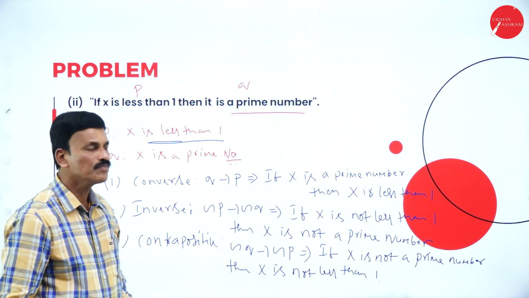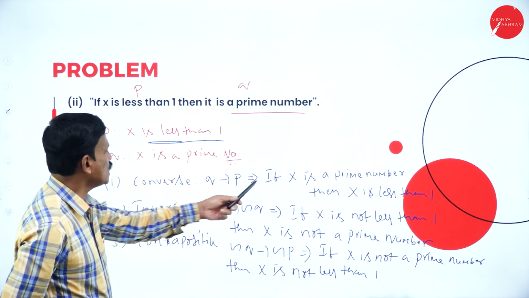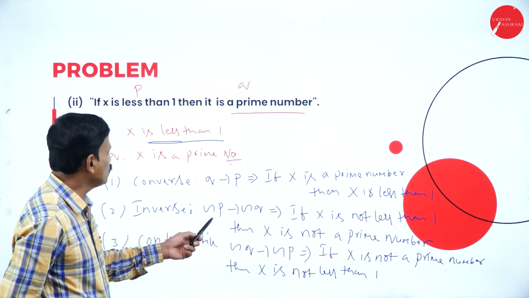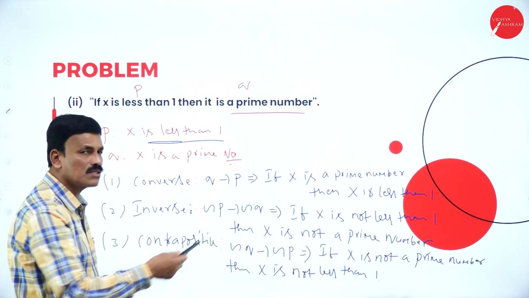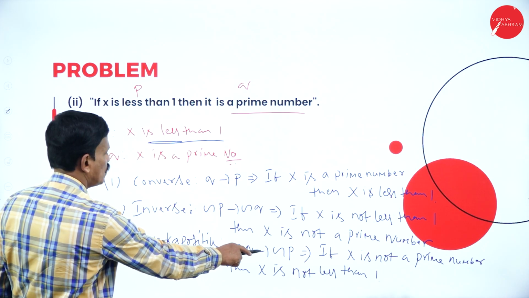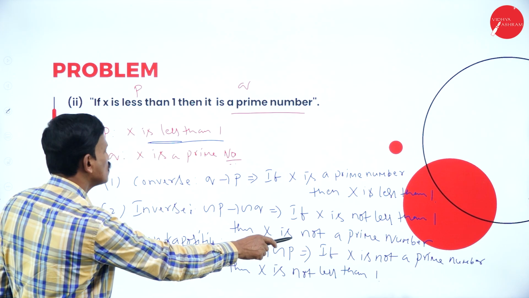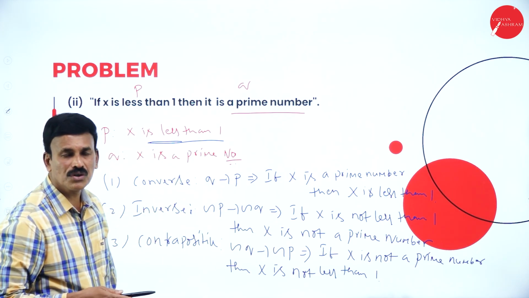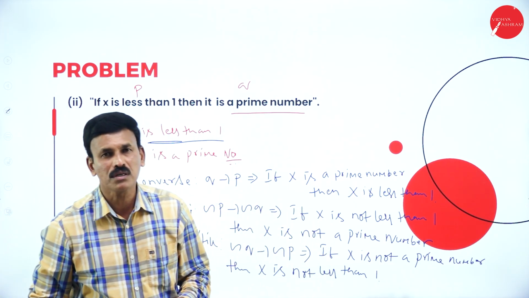Very simple. See here, listen. Converse of this is if x is a prime number, then x is less than 1. Inverse. What is the inverse? Negation of P conditional to negation of Q. If x is not less than 1, then x is not a prime number. Next, contrapositive. Contrapositive is negation of Q conditional to negation of P. That is, if x is not a prime number, then x is not less than 1. So this is how we are going to write the converse, inverse and contrapositive for the given statement. Very simple. Hope you followed.